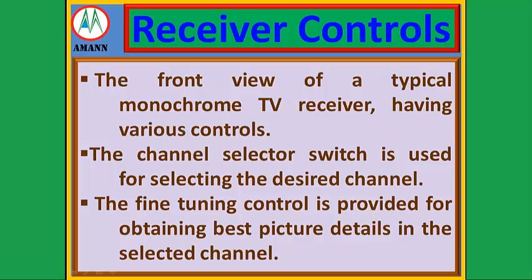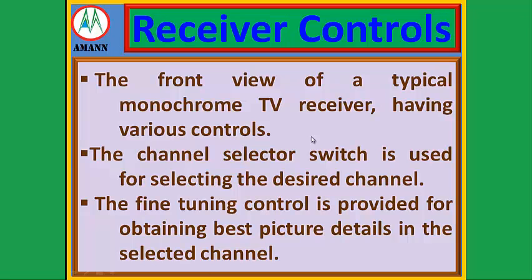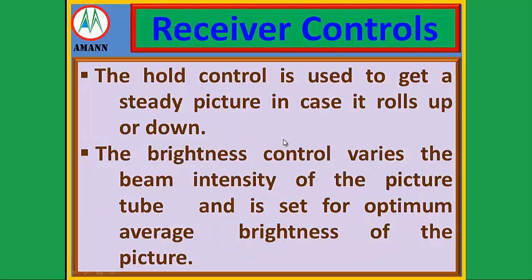For the receiver controls, the front view of a typical monochrome TV receiver having various controls. The channel selector. The channel selector switch is used for selecting the desired channel. The fine-tuning. Fine-tuning control is provided for obtaining best picture details in the selected channel. The hold control. Hold control is used to get a steady picture in case it rolls up or down.